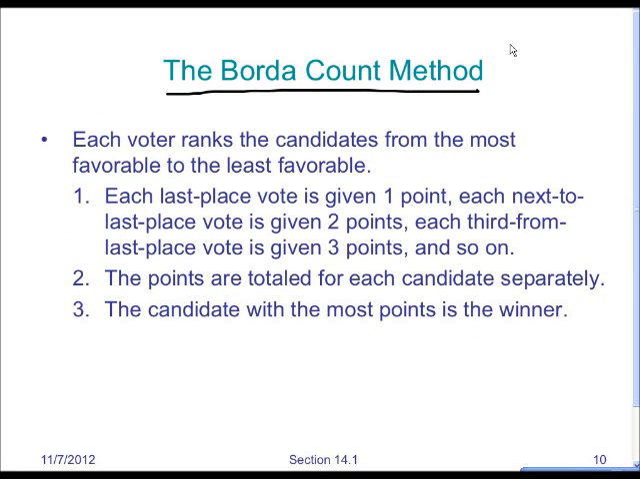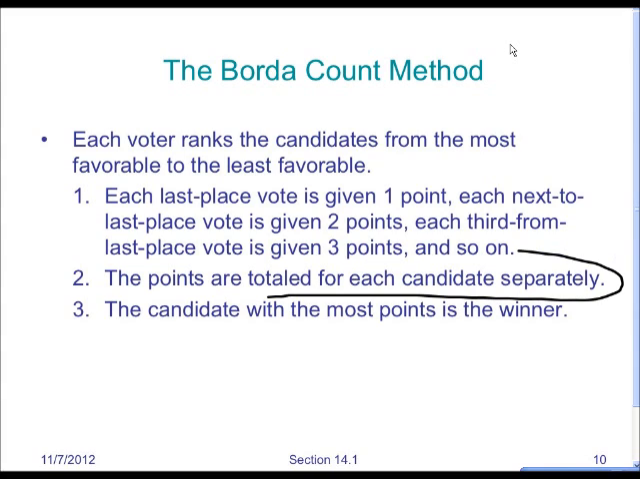A different way of counting the same ballots is called the Borda count method. The way the Borda count works is the last place vote is given 1 point. For every last place you get 1 point for each of those. If you get next to the last, you get 2 points. Third to the last, you get 3 points, etc. You add up the total number of points for each candidate, and whoever has the most points is the winner.